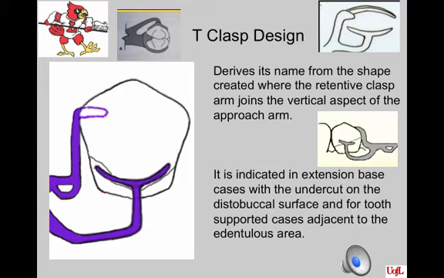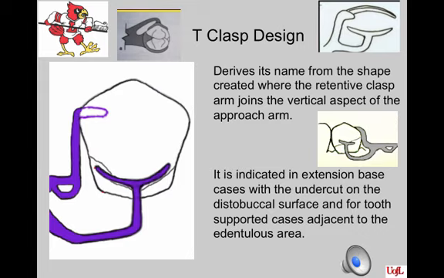Let's discuss some of these bar designs. The T-bar gets its name from the shape of the bar, where the retentive clasp arm joins the vertical aspect of the approach arm. It originates from a component in the edentulous area, such as the base attachment, and runs parallel to the crest of the ridge, avoiding the marginal gingiva by at least 4 millimeters. The approach arm then turns upward at a rounded 90-degree angle. It crosses the marginal gingiva, ascends to contact the tooth at or above the survey line, or the height of contour. It has two horizontal projections that give the T shape.